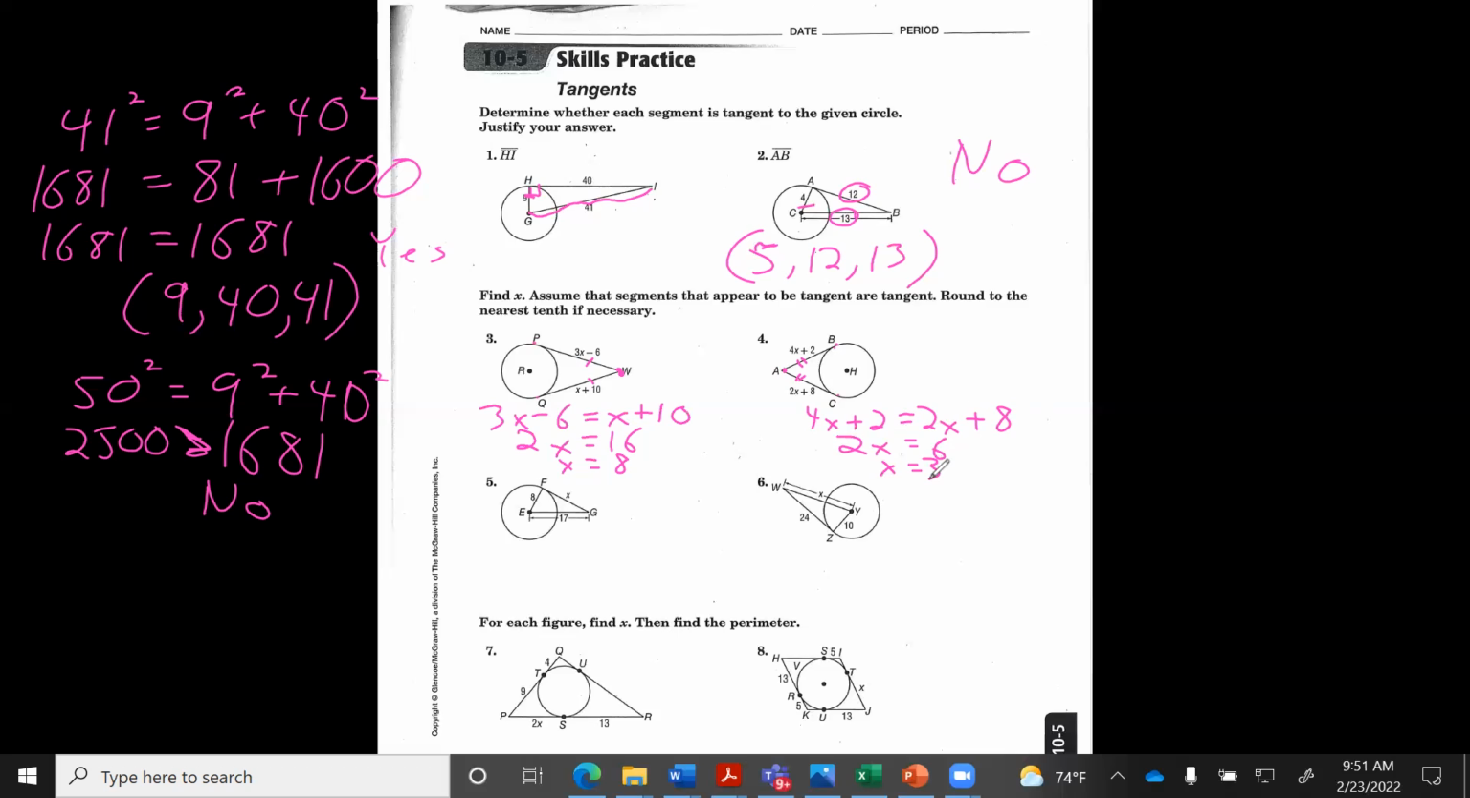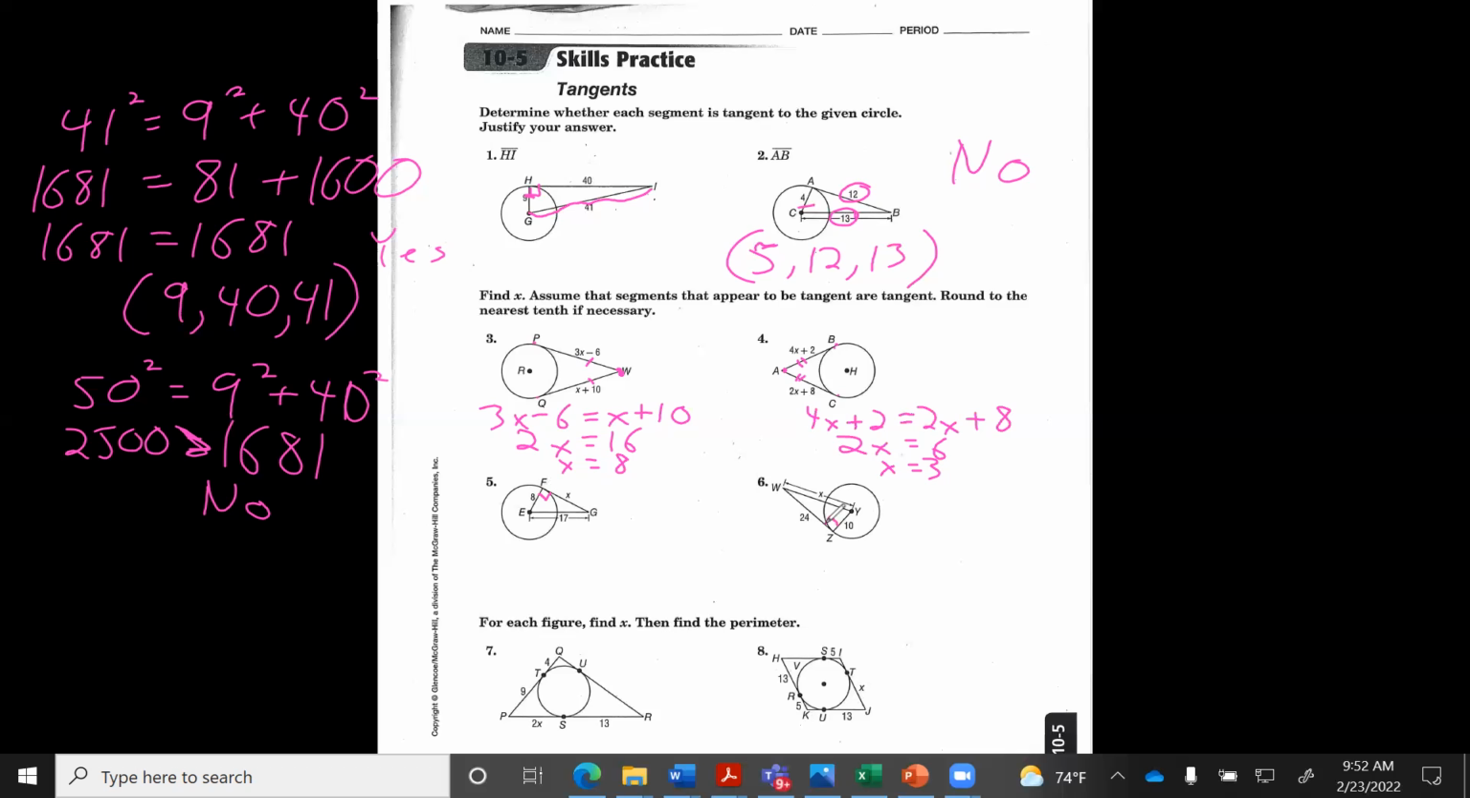On number 5. Well, 5 and 6, same idea. In the directions, they said assume that we have tangent lines if they look like they're tangent. So that means that this is a right angle, and this is a right angle at F and Z. So since we have right triangles, we can use Pythagorean theorem. Now, for 5 and 6, again, you can use Pythagorean theorem.